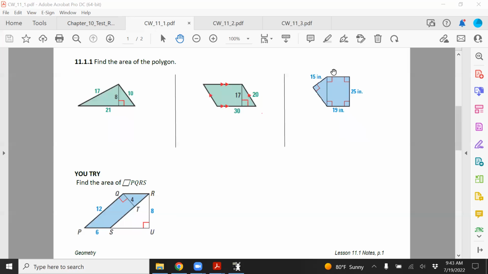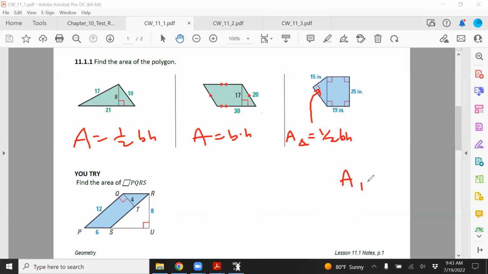Find the area of the polygon here. Really easy. You have a triangle, half times base times height. Parallelogram, base times height. Ooh, this one you got two things going on here. You got a triangle, half bh, and you got a rectangle, bh. Okay, so let's work this out.